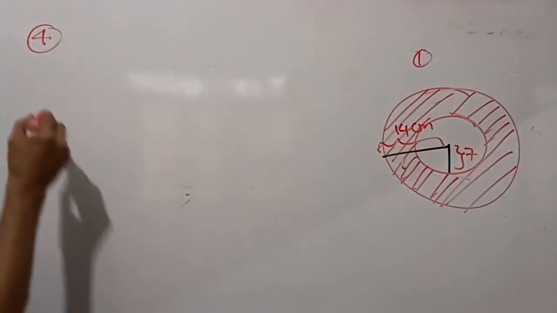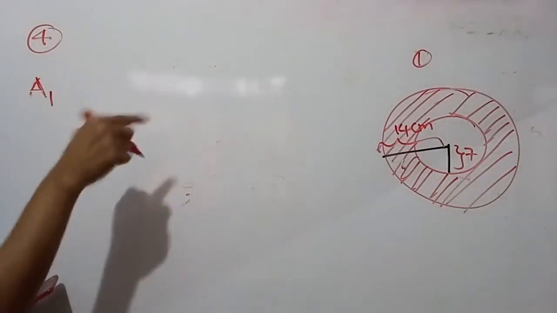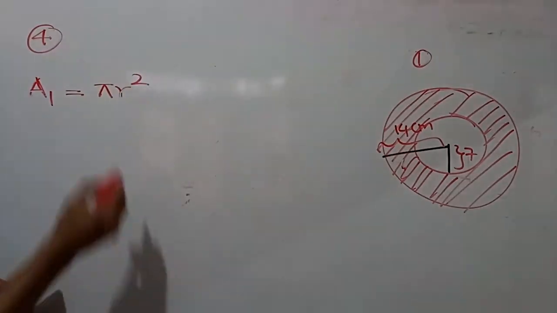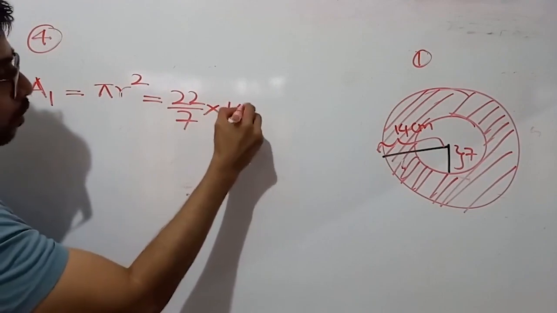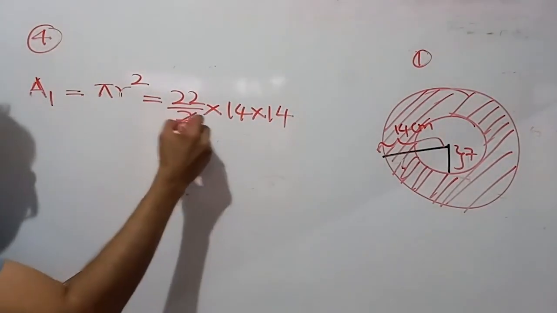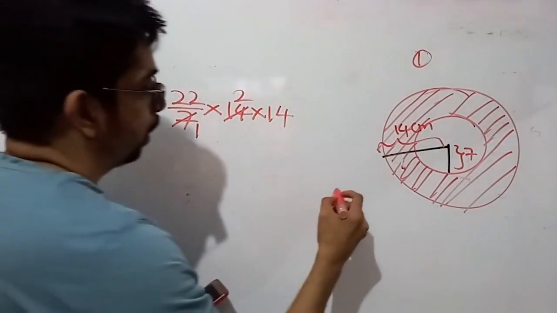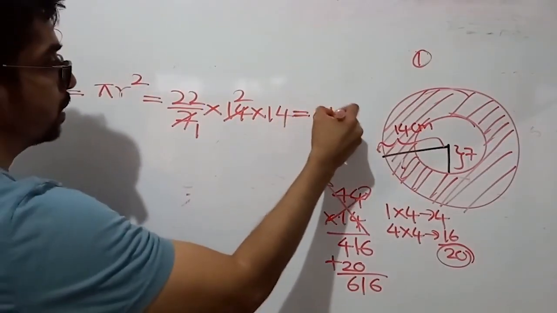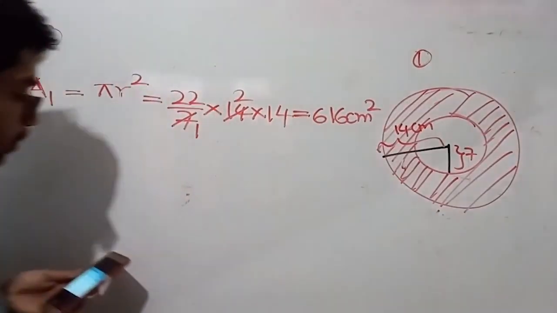Right? So I'm going to take A1. So this is the area of the larger circle, right? πr squared. So π will be what? 22 by 7. R is what? 14 times 14. Why? This radius is 14. So 7 times 1 and 7 times 2. So 22 times 2, that is what? 44. 44 into 14. So this is what? 616 square centimeters.